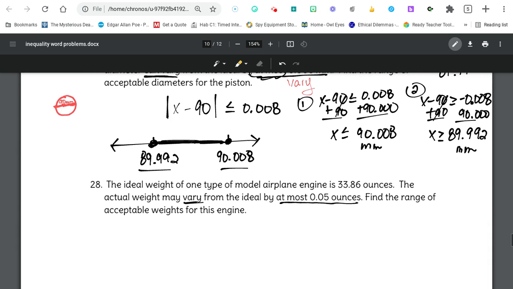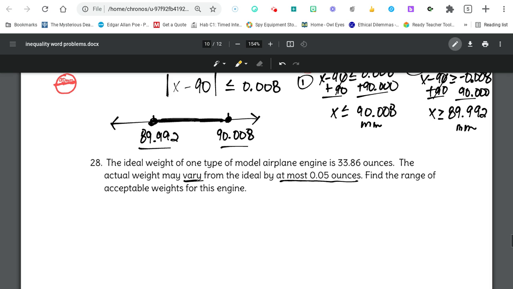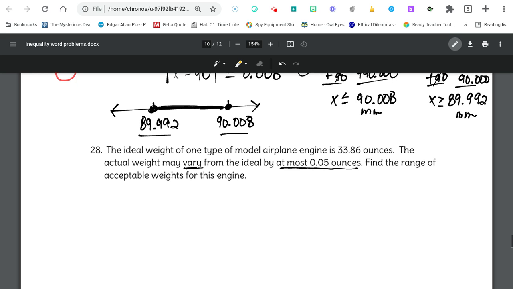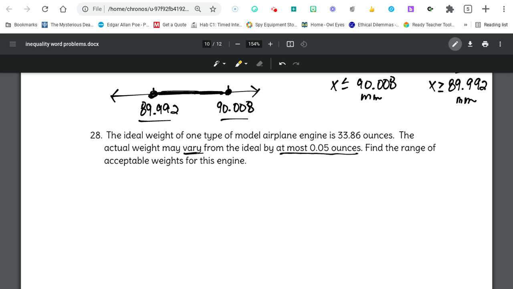All right, you're going to pause the video and you're going to try number 27. 28 is just like number 27. All right, this is what you should have gotten. It says the ideal weight for one type of model airplane engine is 33 and 86 ounces. That's the ideal or the original weight they would like for it to be.